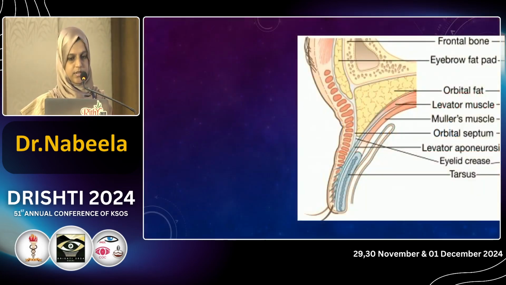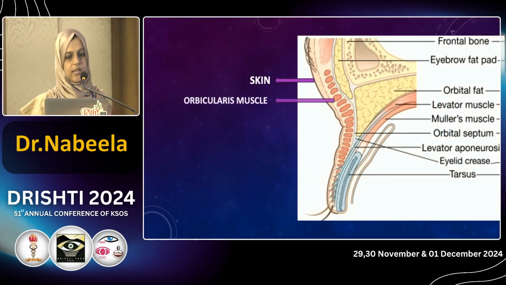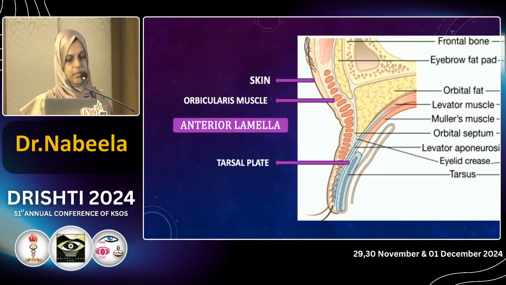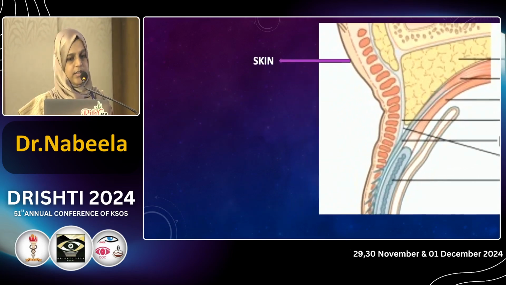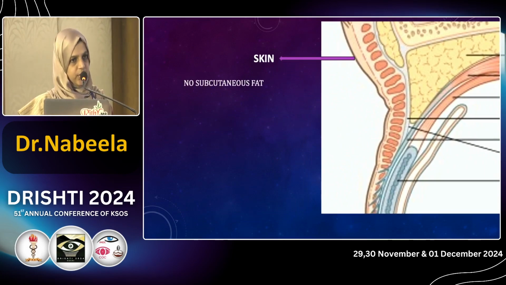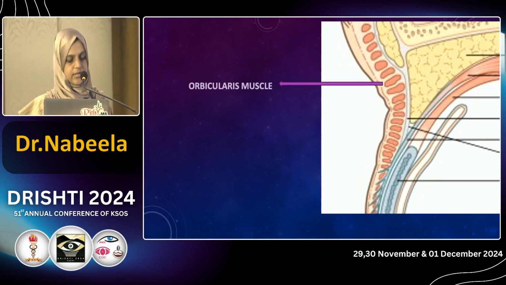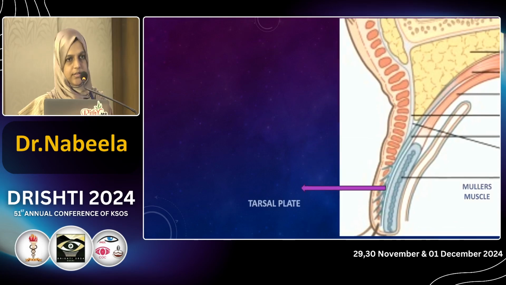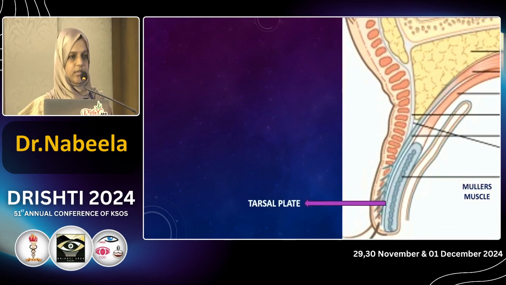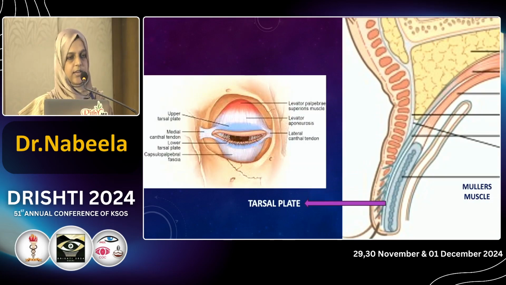Just brushing through, you have the outermost skin, then the underlying orbicularis constituting the anterior lamella, then coming the tarsal plate and the conjunctiva constituting the posterior lamella. The peculiarity of the eyelid skin is that there is no subcutaneous fat and it is the thinnest skin of the body. The orbicularis is made up of an orbital part and a palpebral part. Then we have the tarsal plate, which is responsible for the structural integrity of the eyelids, and it is attached on either side to the periosteum by the medial and the lateral canthal tendons.